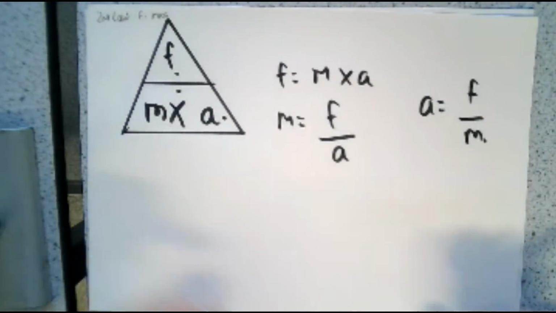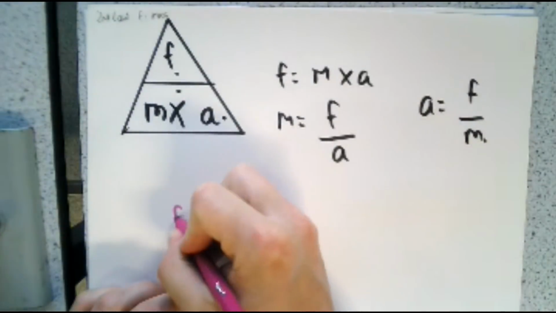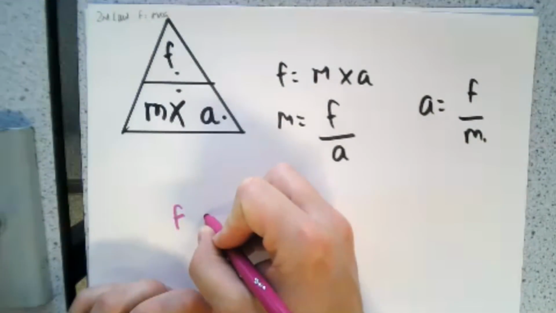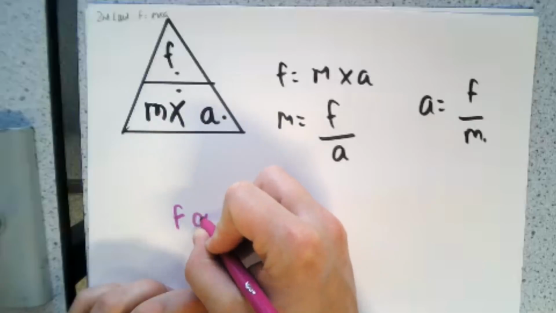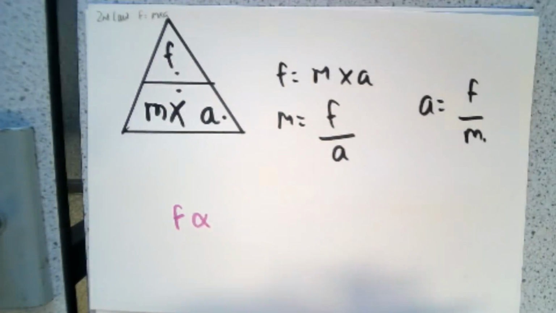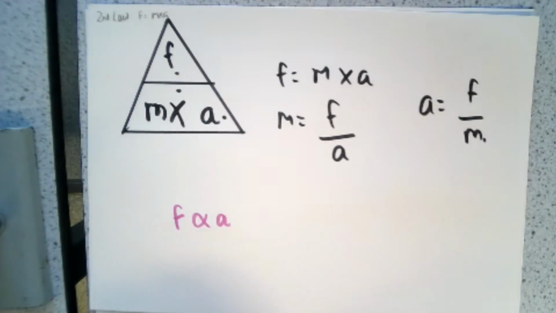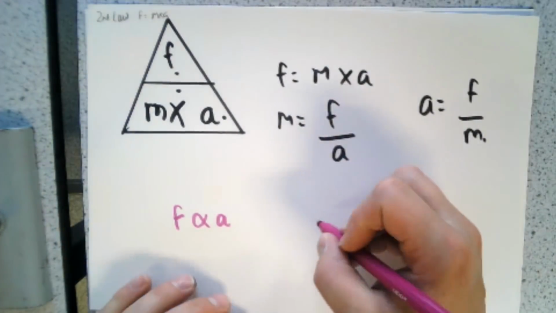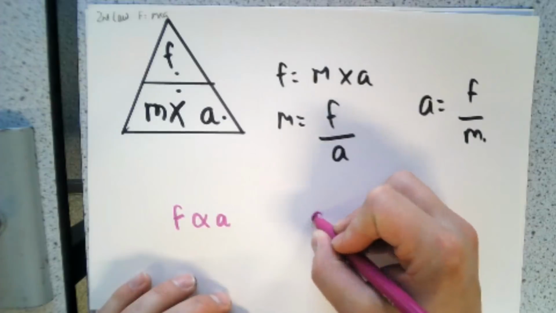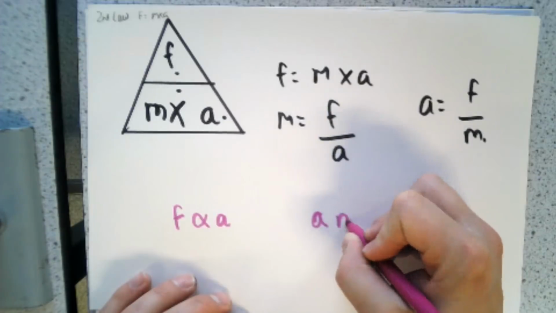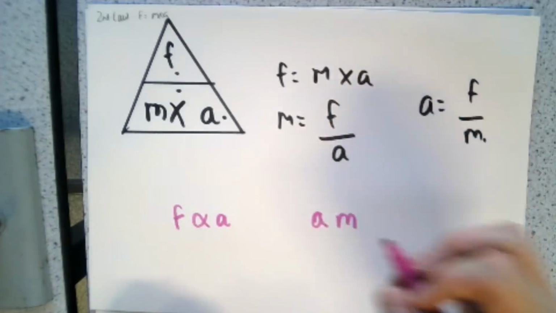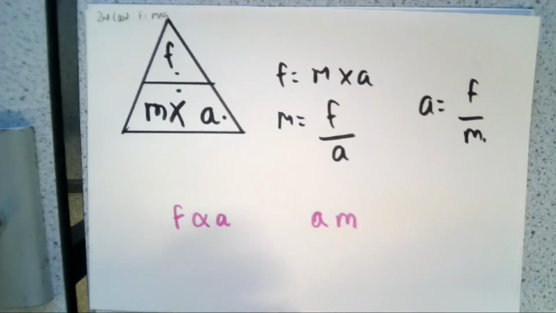Now, part of Newton's second law is all to do with things that are proportional. The biggest one here is that force is directly proportional to the acceleration. So if one goes up, the other goes up by the same rate. Acceleration and mass are inversely proportional, so if one goes up, the other goes down.